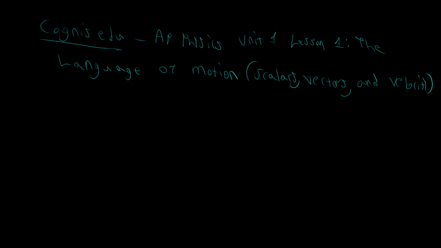Today we're going to be doing AP Physics 1, Unit 1, Lesson 1, the language of motion, which is scalars, vectors, and velocity. So first, we have a couple key definitions and facts.